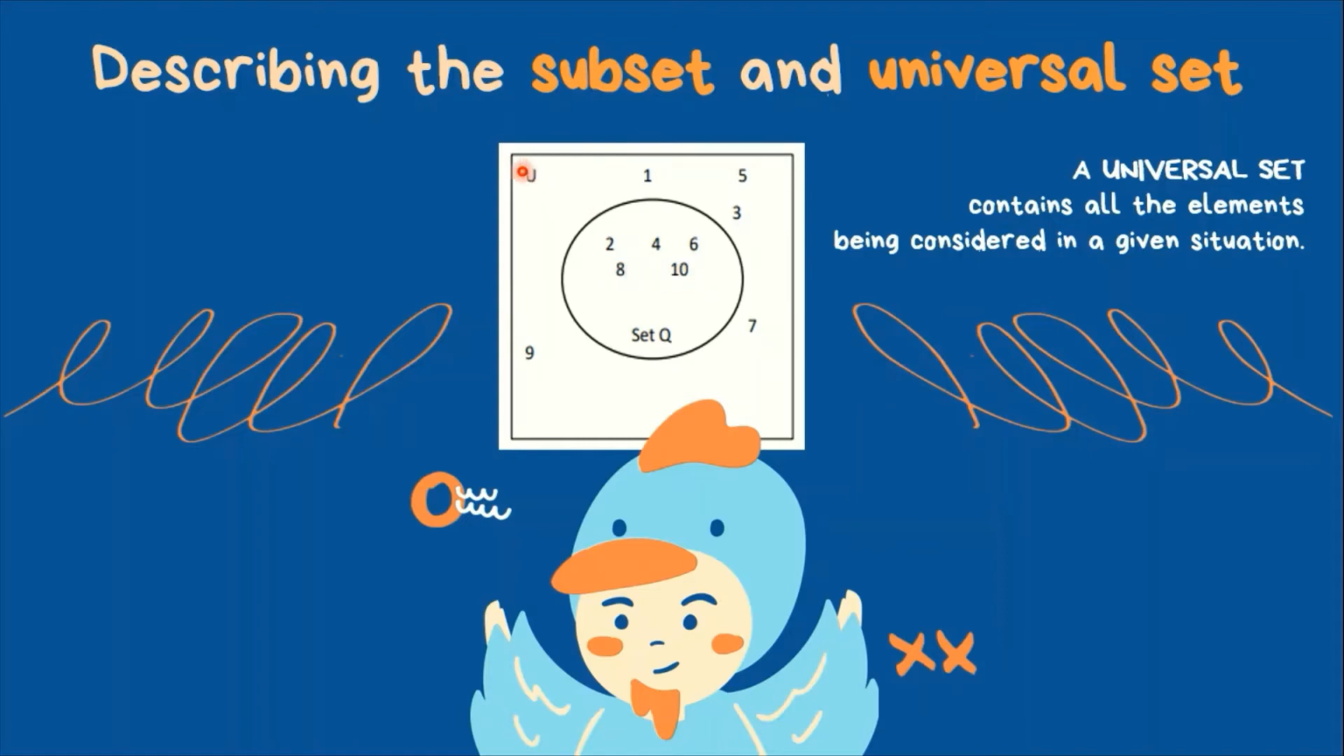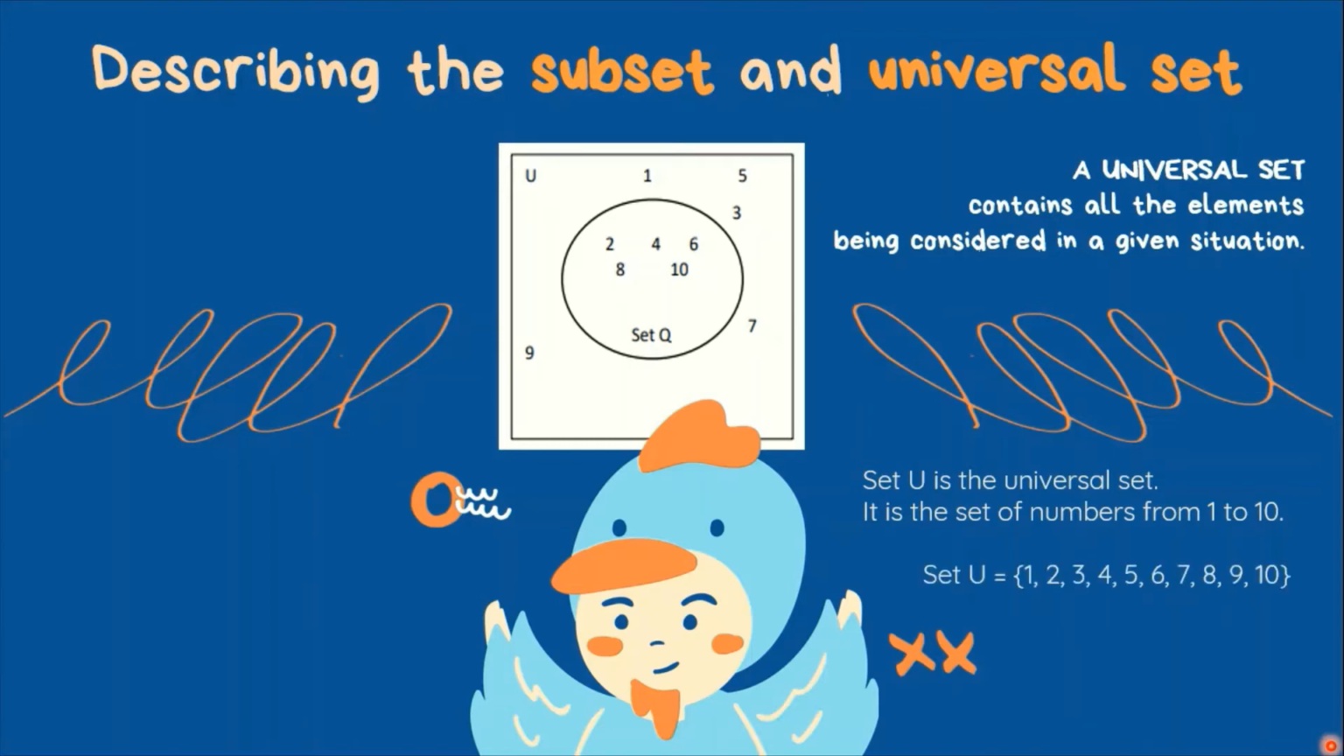Set U is the universal set. It is the set of numbers from 1 to 10. Dahil lahat ng mga numbers na nasa loob ng square, mapa nasa loob man siya ng bilog o nasa labas, ay counting numbers from 1 to 10. Therefore, numbers from 1 to 10 are included in the universal set.